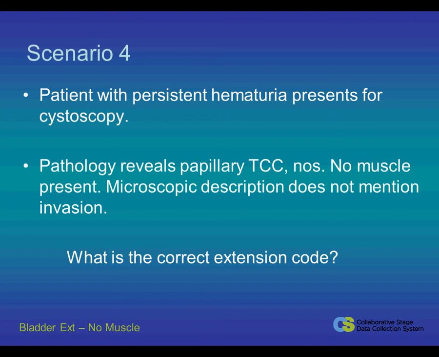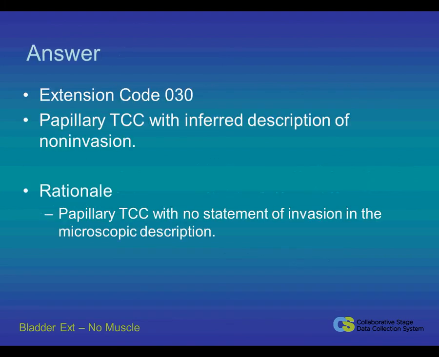This final scenario again provides a challenge in selecting the correct extension code, as again there is no muscle in the specimen and no statement of invasion. For this scenario, refer to CS extension instructions in the bladder schema. Note 2b indicates that a microscopic description with no statement of invasion is considered as an inferred definition of non-invasion. Note that this applies for papillary histologies only. So the code would be 030.